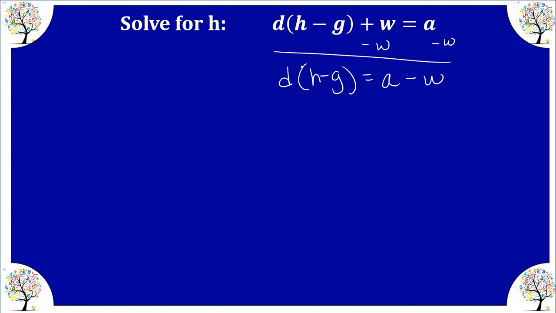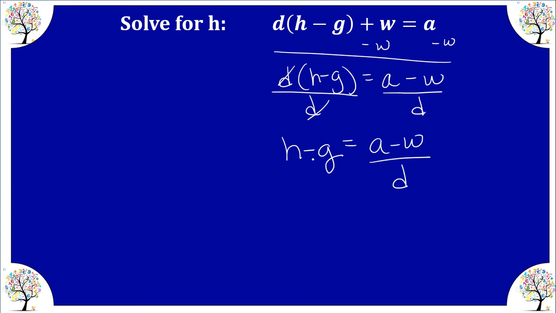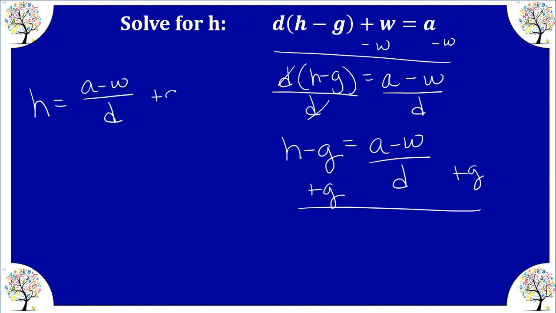Now, we need to get to this h, but first we need to get rid of the d times. So I don't want to distribute. So I'm just simply going to divide both sides by d. And when I do that, I no longer have parentheses. It took care of the parentheses. And now we just have to get rid of the minus g by adding g to both sides. And again, it's going to come at the end of what is already there. And h is isolated. I hope this helps.